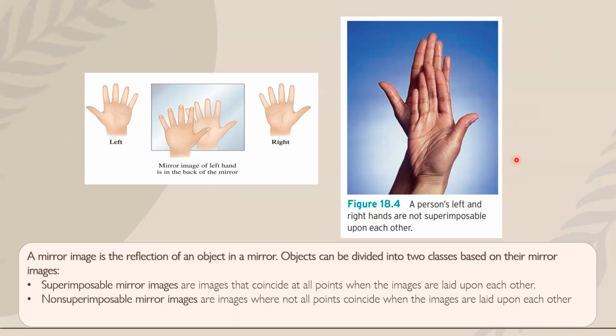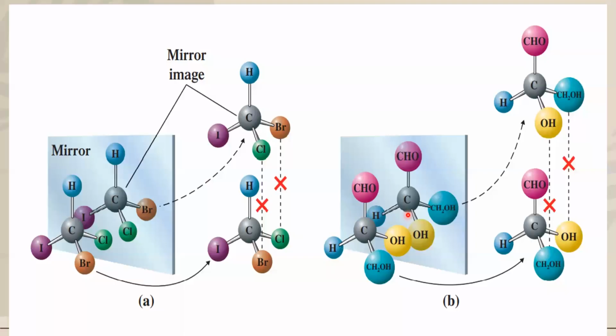Now, what are non-superimposable mirror images? These are images where not all points coincide when the images are laid upon each other. For example, human hands are non-superimposable mirror images. As you can see, the person's left hand and right hand are not superimposable upon each other. So let us correlate this with our carbohydrate structure.